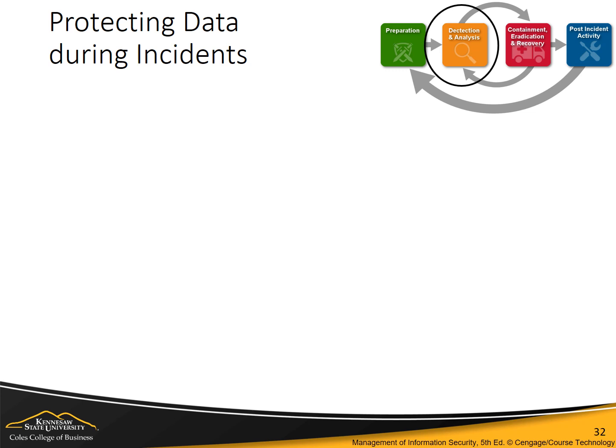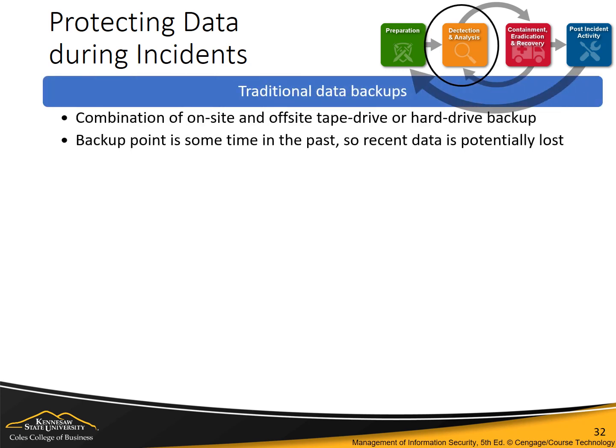During an incident, the organization needs to have a plan in place that will cause them to lose as little data as possible. Options for protecting data include traditional data backups. The organization can use a combination of on-site and off-site tape drive or hard drive backup methods and a variety of rotation schemes. Because the backup point is sometime in the past, recent data is potentially lost.